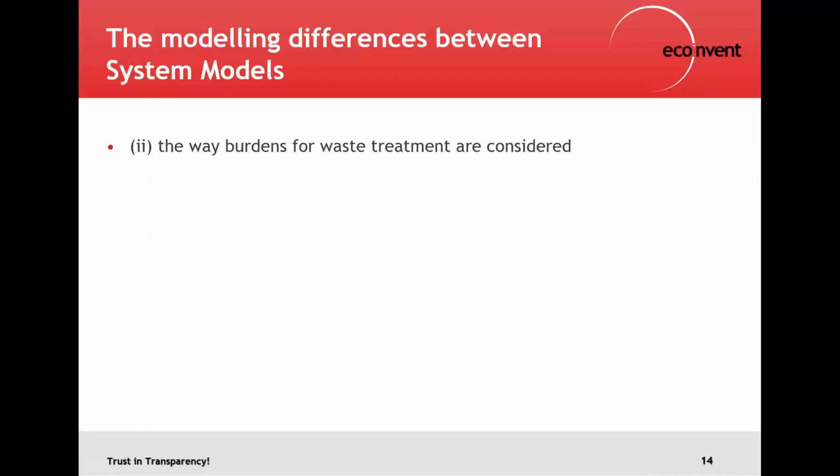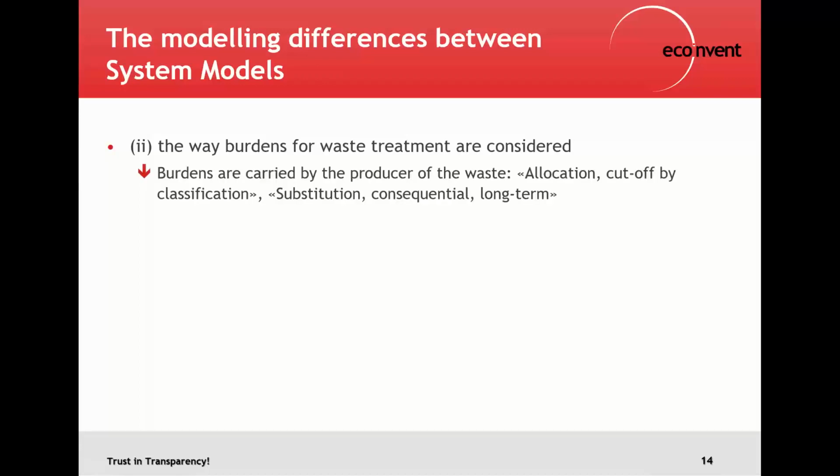Okay, another difference between the system models relates to the way burdens for waste treatment are considered. Are the burdens carried fully by the producer? Are they shared? Two system models will give full responsibility to the producer of the waste. Those are allocation, cut-off by classification, and substitution consequential long-term. The exception here are recyclable materials that will be burden-free in the case of allocation cut-off by classification.